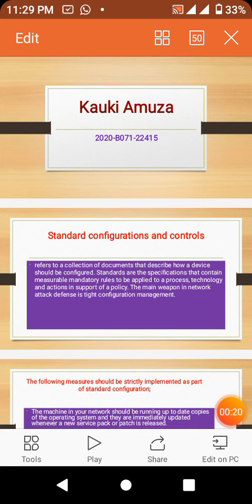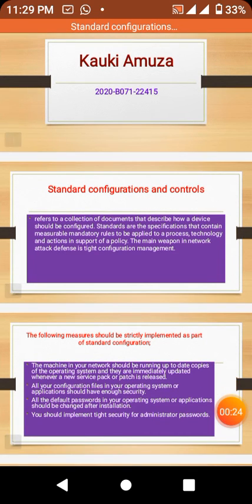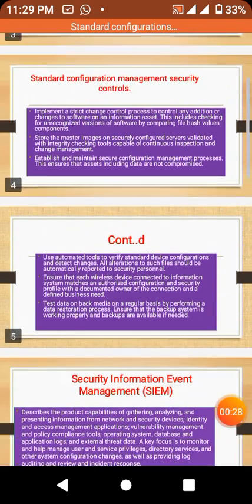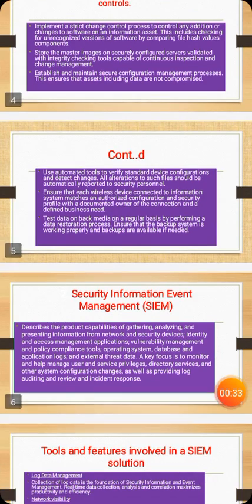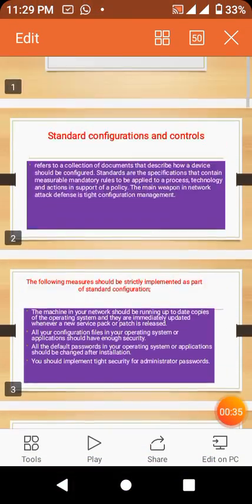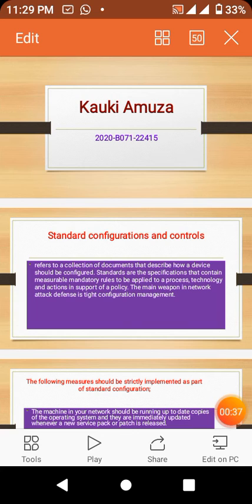I'm in the WhatsApp group, that is room 2, and the three questions that were posed to us were standard configurations and control. We had the question of SIEM, which is security information and event management, and anti-malware. So I'm going to start with standard configurations and controls.